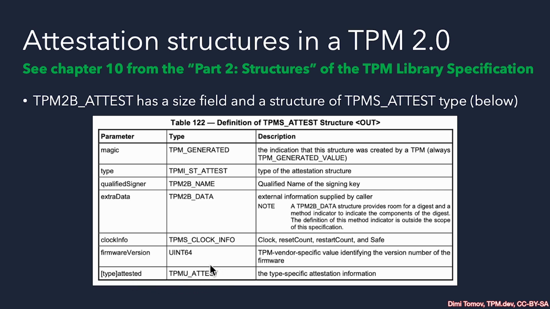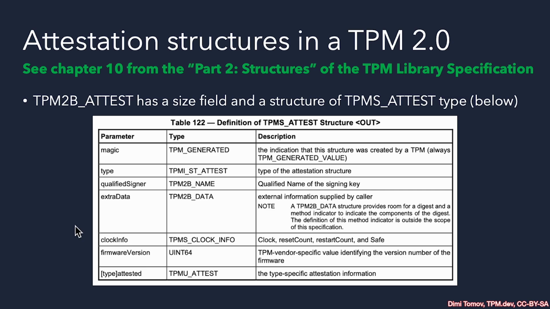And this is where things get a bit complex. The other fields: qualified signer is just the qualified name of the signing key, the digest name. Extra data: remember the qualified data from the input? This is our user arbitrary data, what we provided as a caller when we invoked tpm2_quote. Quote info is valuable quote information.